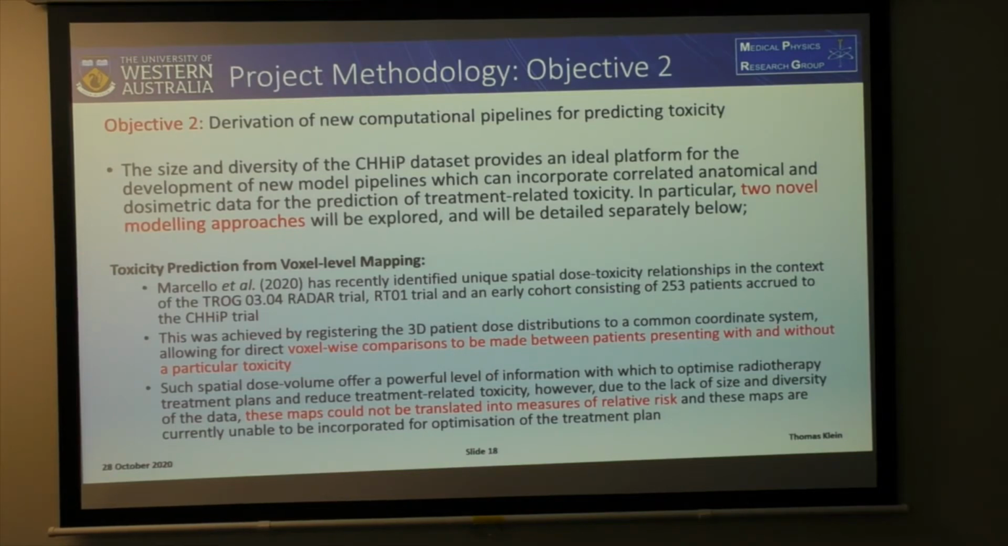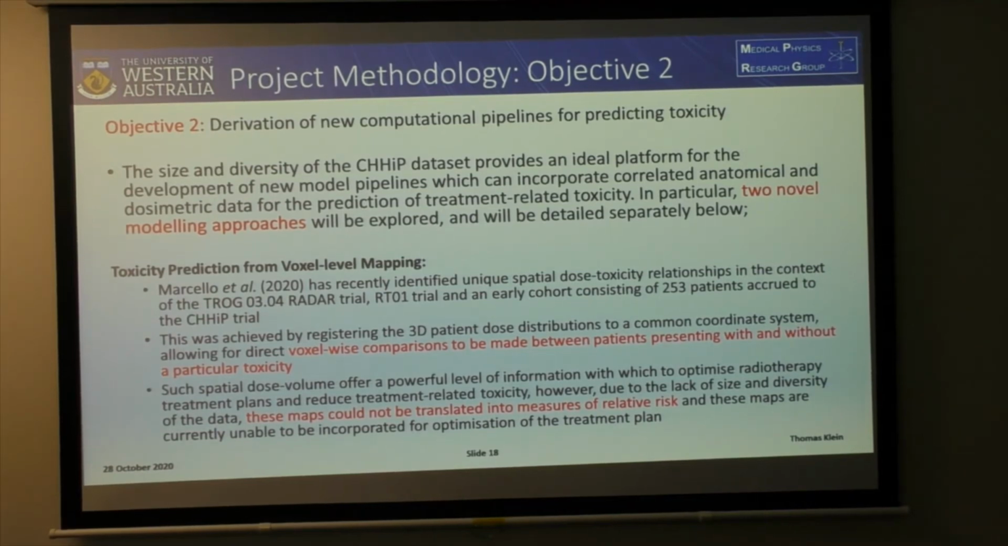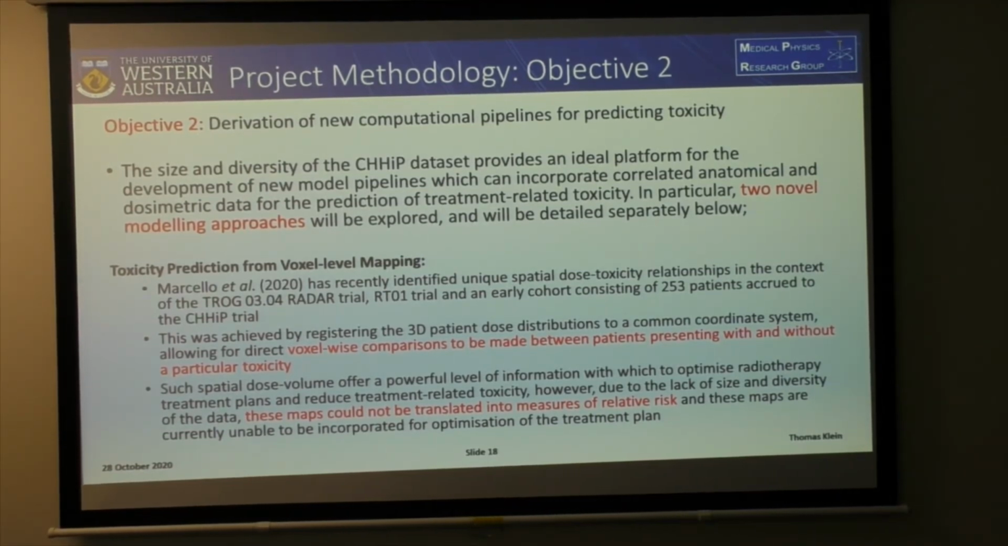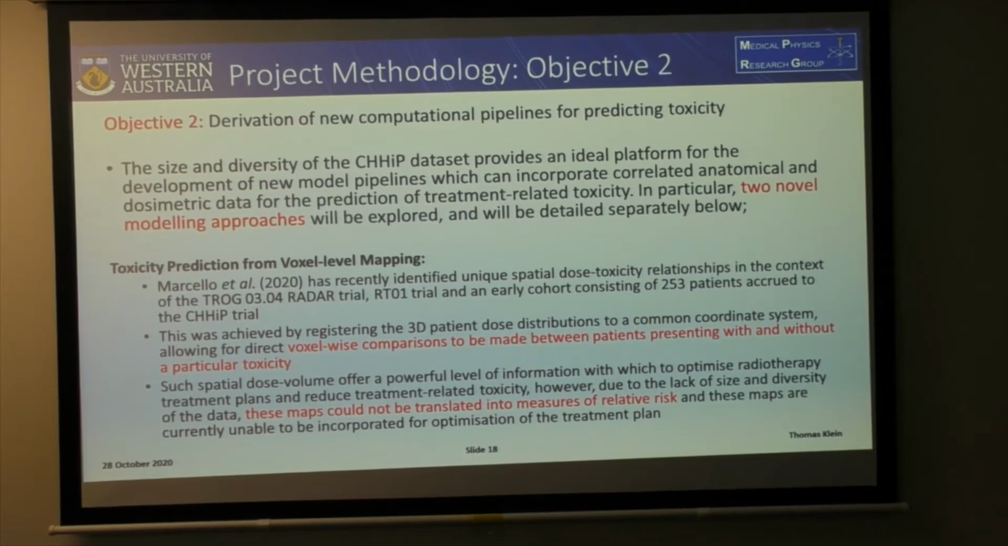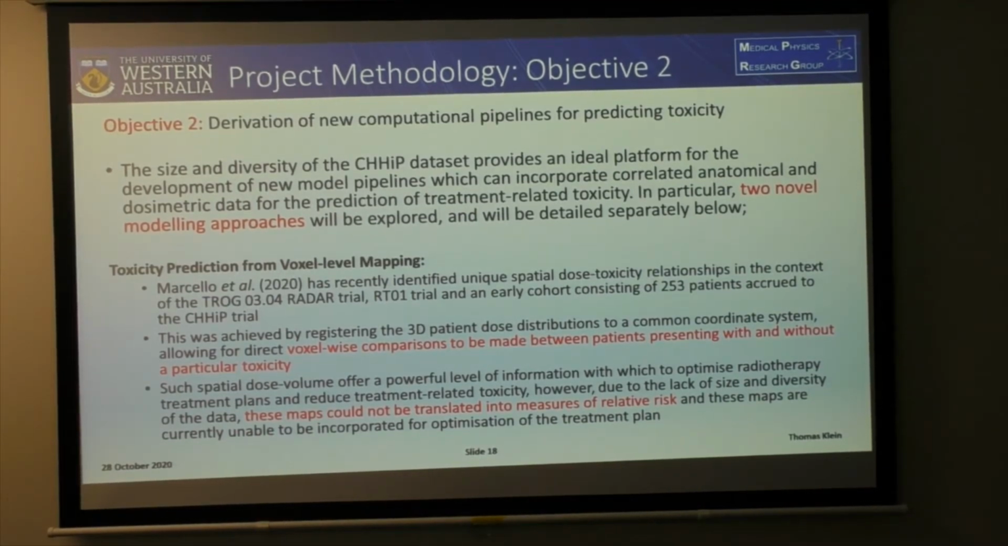previously, Marcelo has identified spatial dose toxicity maps, which do not rely on any prior delineation of structures by observers. And this was achieved by registering all the patients into the same common coordinate system and performing voxel-wise comparisons. So these maps offer a high level of information which could be incorporated into treatment planning. However, these maps were not translated into a measure of relative risk due to the size of the dataset in Marcelo's study, and currently we can't incorporate these maps for treatment plan optimization.